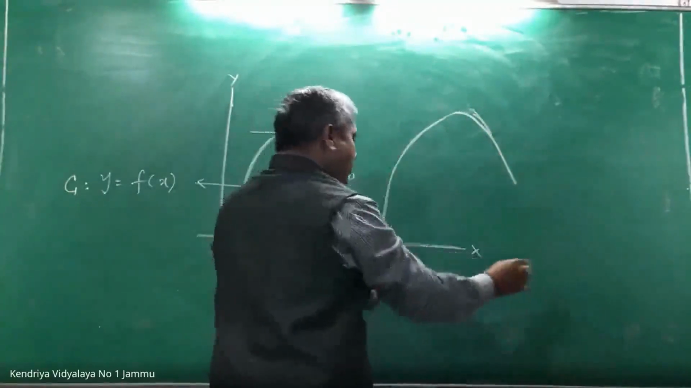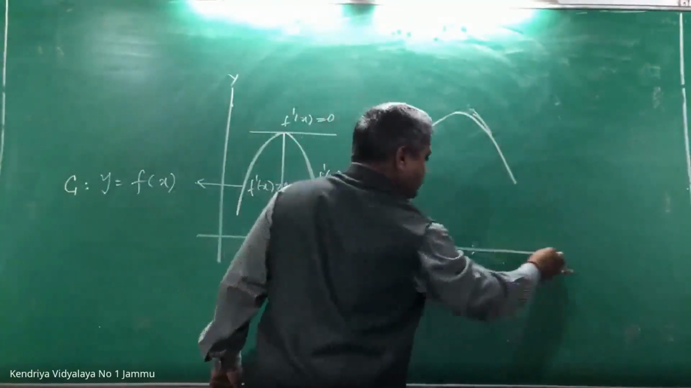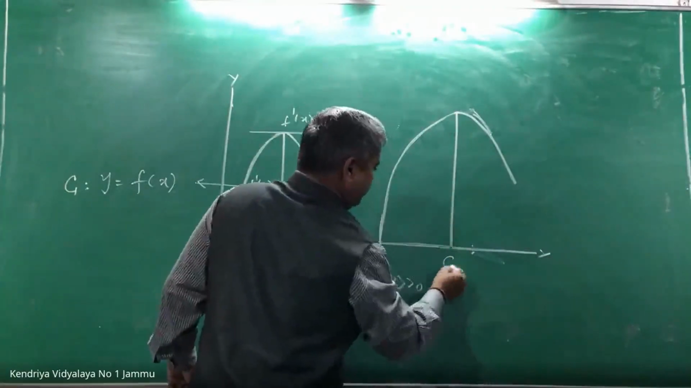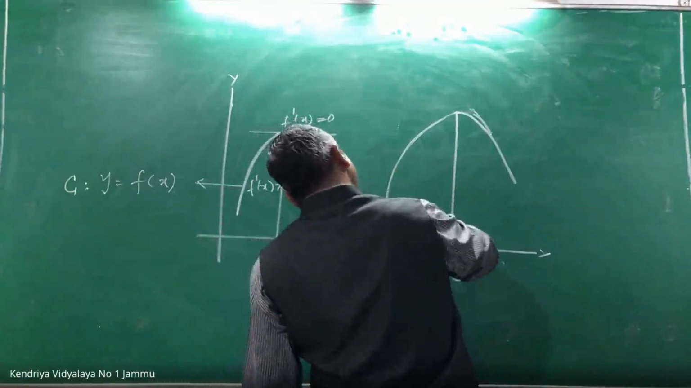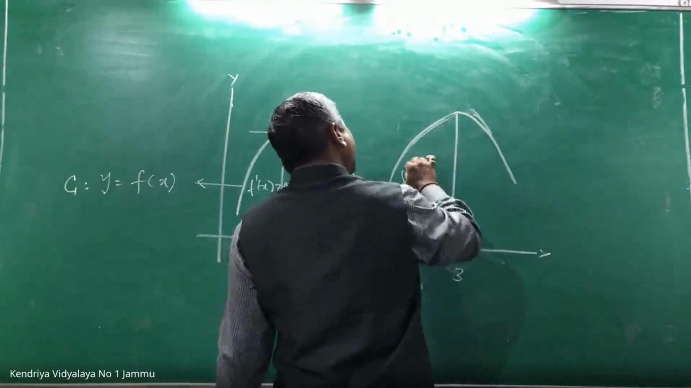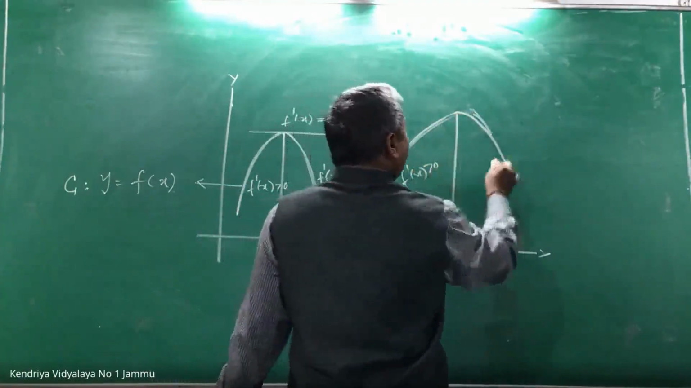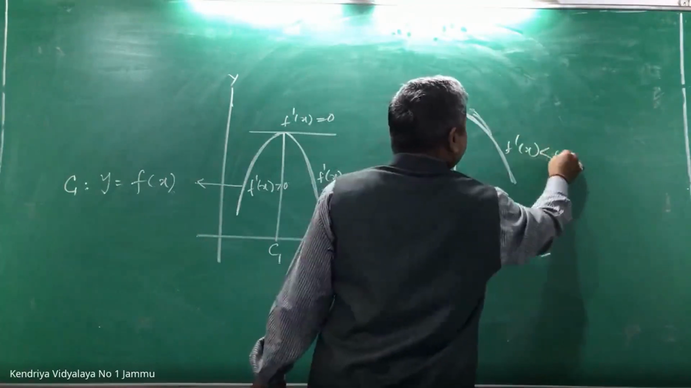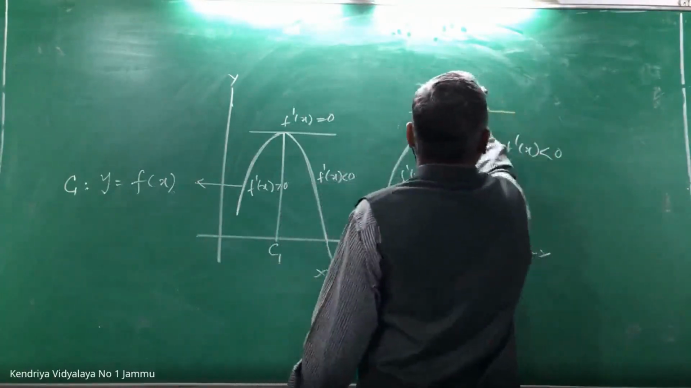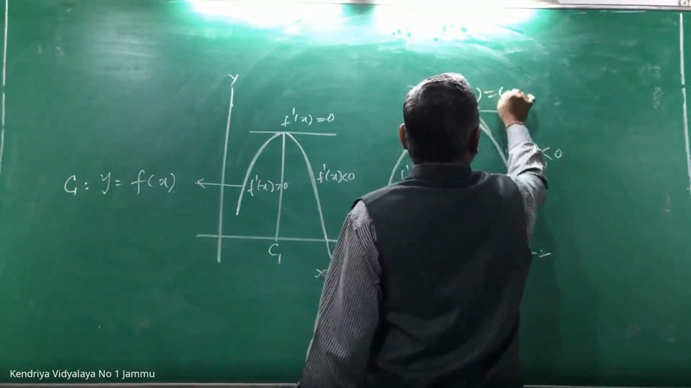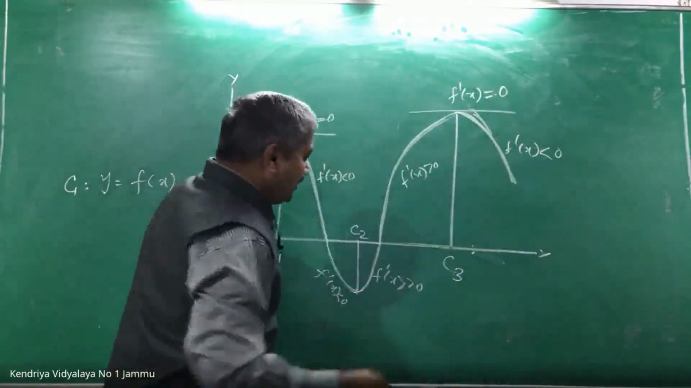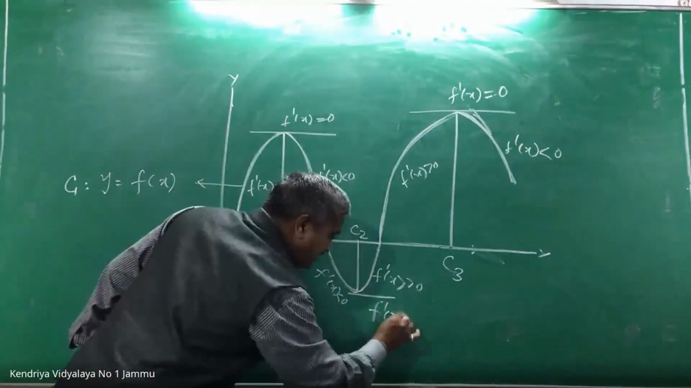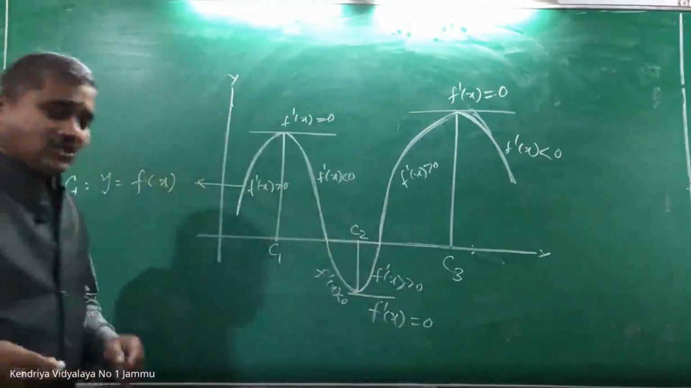Now here what exactly happens is, this point I take as C3. Here the curve is increasing, f dash x is 0, and in this portion f dash x is less than 0. Here the tangent drawn is parallel to the x-axis, so the slope is 0. Here I draw a tangent parallel to the x-axis, f dash x is equal to 0.